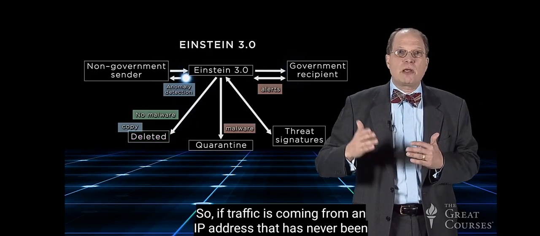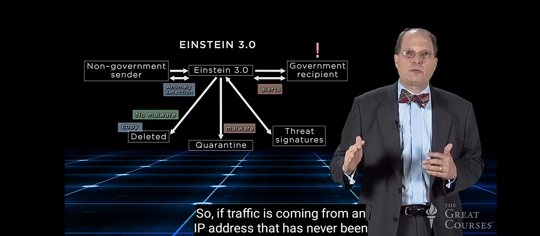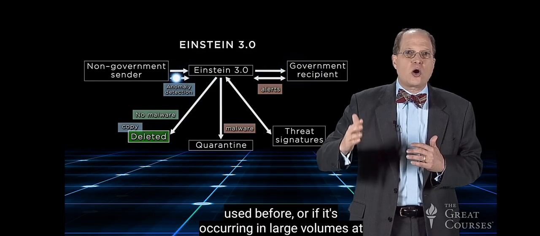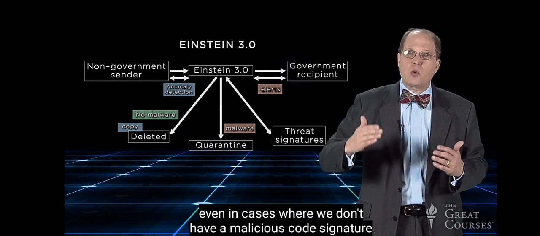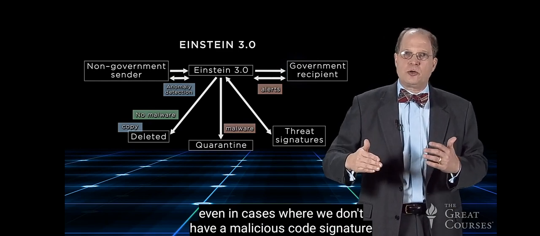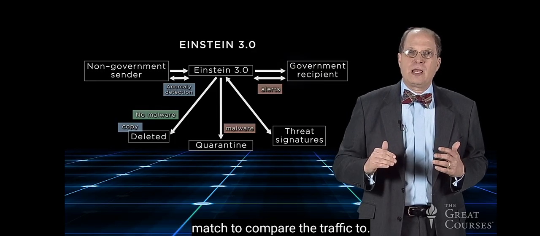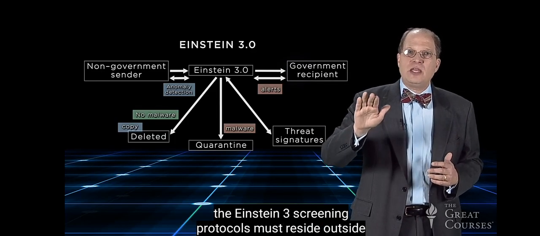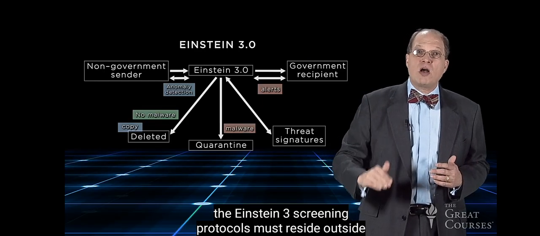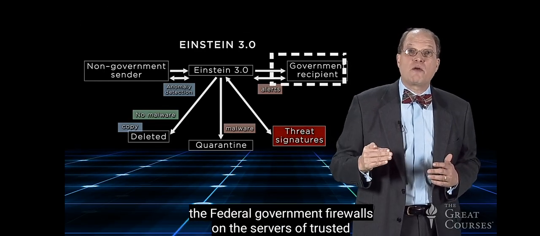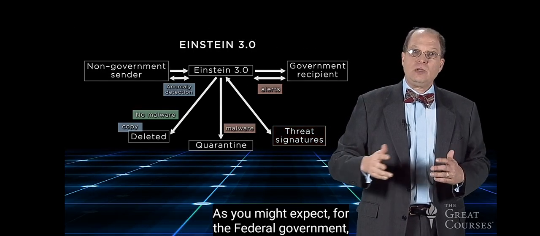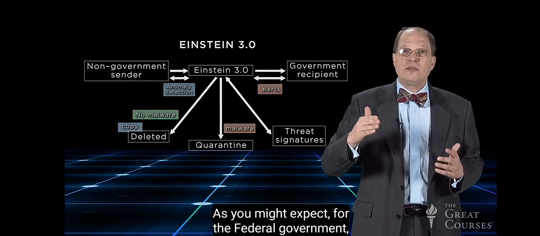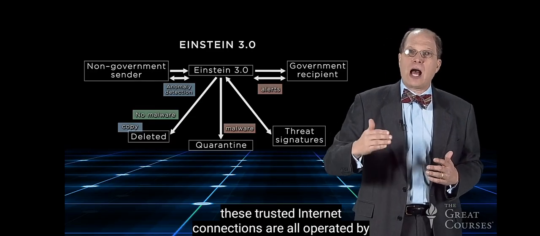So if traffic is coming from an IP address that has never been used before, or if it's occurring in large volumes at odd hours, that might trigger an alert, even in cases where we don't have a malicious code signature to compare the traffic to. And for that system to be effective, the Einstein 3 screening protocols must reside outside the federal government firewalls, on the servers of trusted internet connections. As you might expect, for the federal government, these trusted internet connections are all operated by American companies.